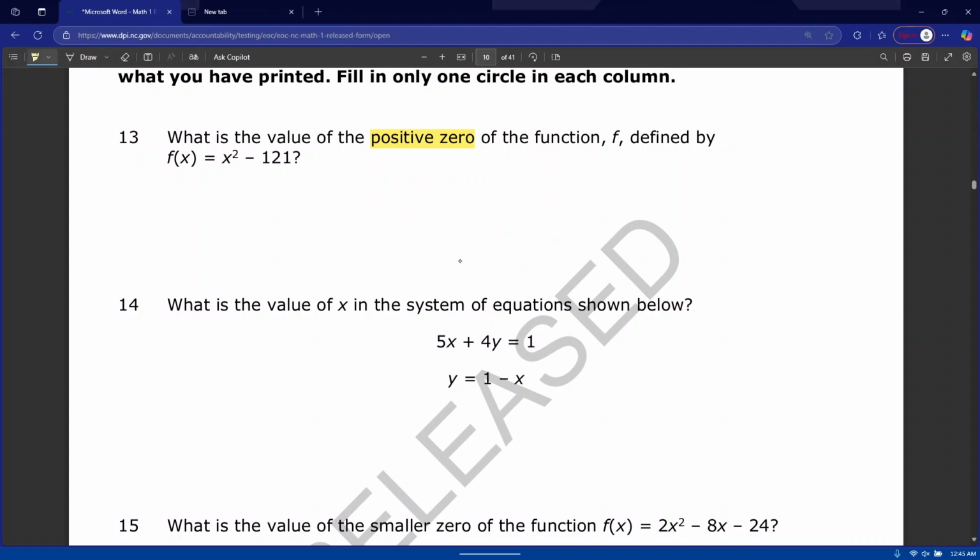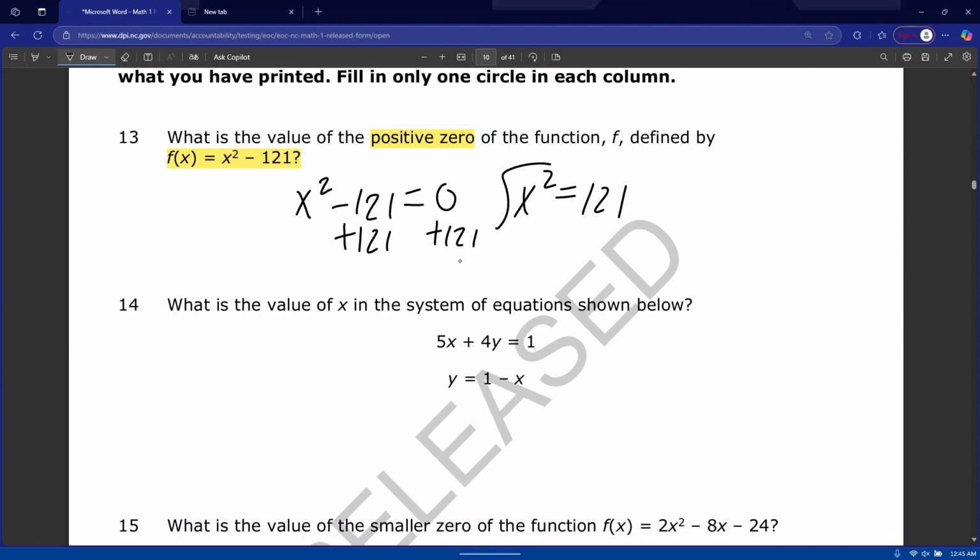Okay, let's highlight something else. Let's highlight the equation. So for this one, all you need to really do is that we need to set the expression equal to 0. Okay, that's our first step because we're trying to get the x-intercepts. So we get x squared minus 121 equals 0. That's our first step. Now we add 121 to both sides. You get x squared equals 121. Finally, we need to take the square root.